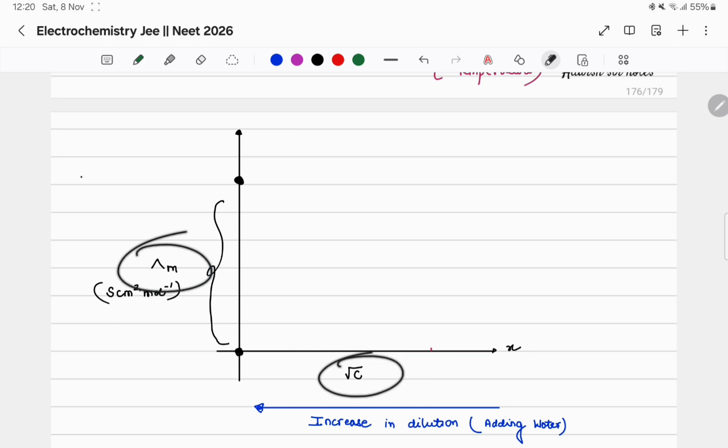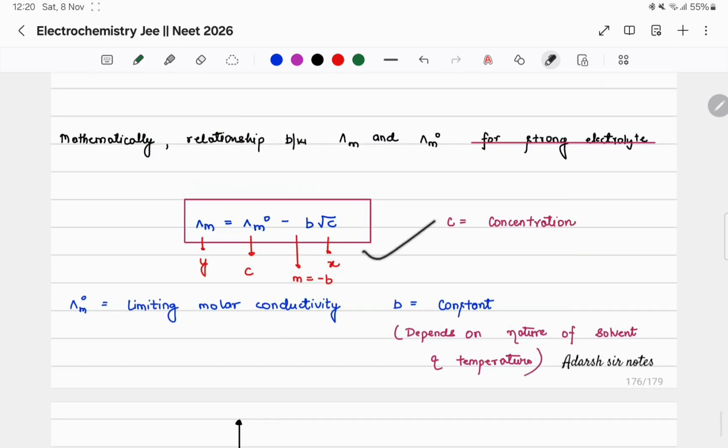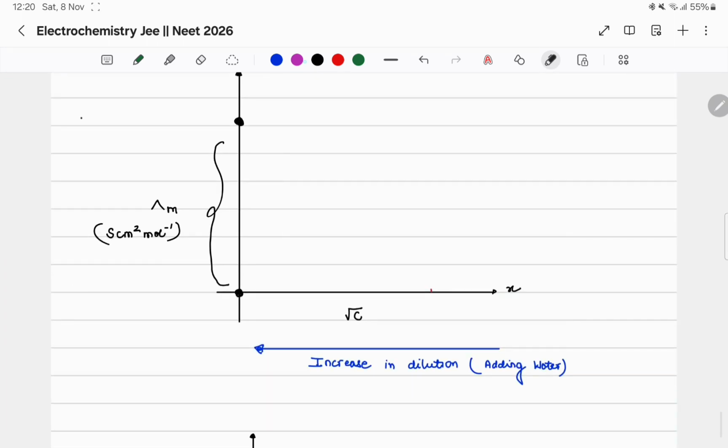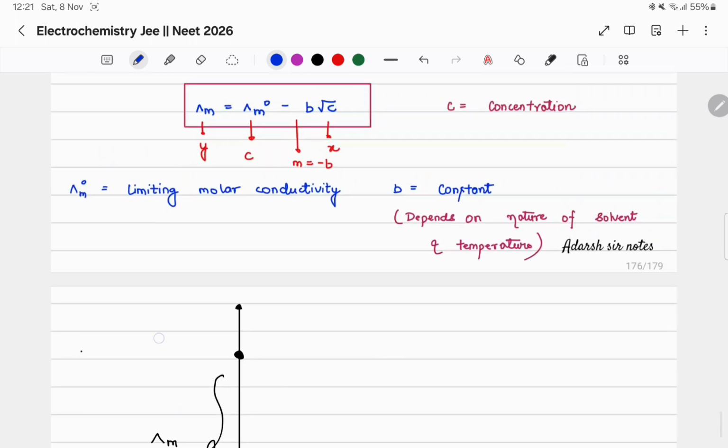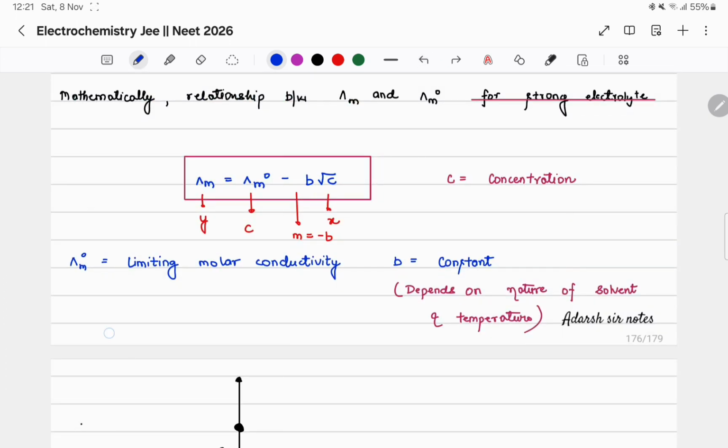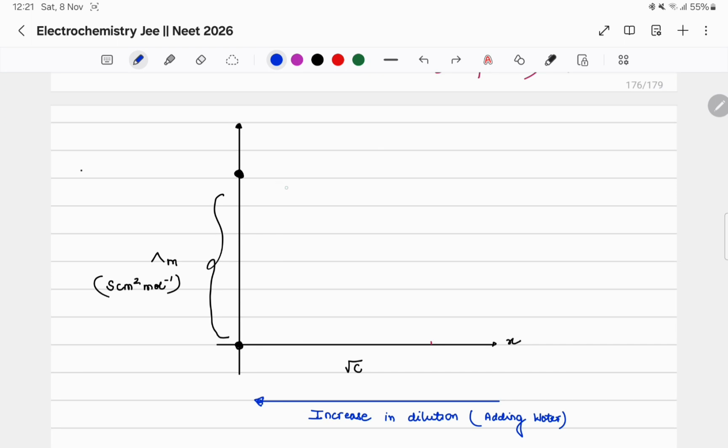Root c on the x-axis, and on the y-axis what? Lambda. That has been drawn on the basis of our equation. So now let's try to plot the graph. If I want to plot the graph, you can check it. What is the slope? Just check the slope. Slope is what? Minus b. If slope is minus b, so my graph will be what? The moment slope is negative, I can draw the graph like this, right? I have drawn like this.